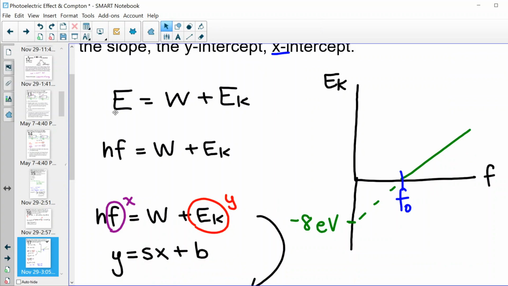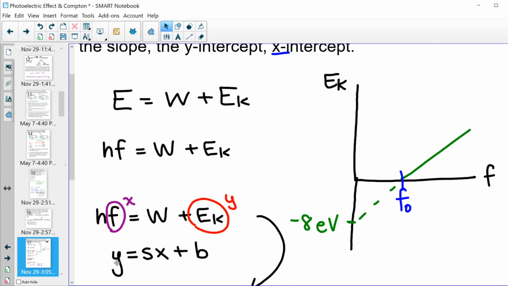So let's start by writing down our physics equation: E equals W plus EK. Because we have f on the x-axis, I'm going to write E as hf, just so this variable actually shows up in there. Remember, whatever is on your x-axis has to be your x variable. So it's f on the x-axis, and I'm going to circle that and identify it as x. Whatever is on the y-axis has to be your y variable, so EK is y.